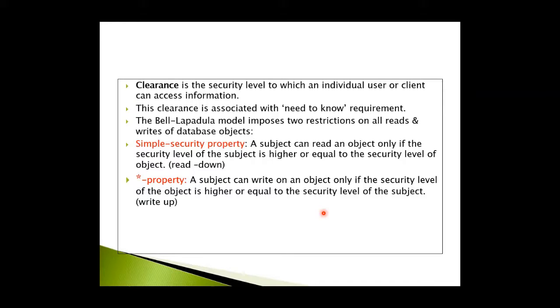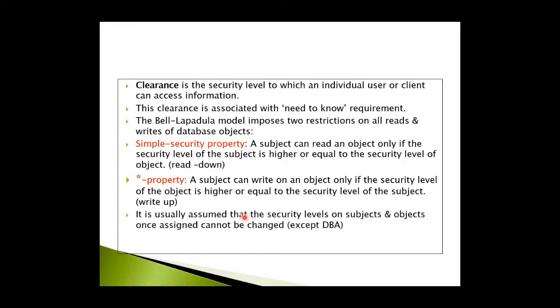We will try to understand the meaning of this statement with an example. The star property states that a subject can write on an object only if the security level of the object is higher than or equal to the security level of the subject. Why this kind of comparison is made with respect to the security levels of subject and object, we will understand soon. But the simple security property is also called read down, and the star property is also called write up.